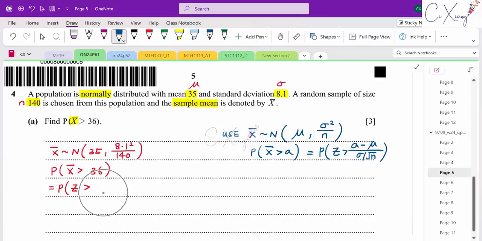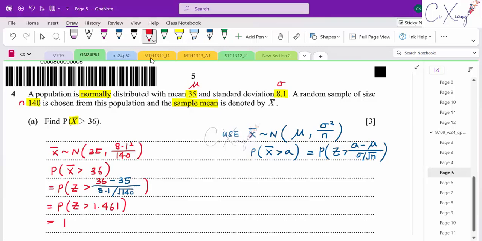Same thing happens here. We have 36, and I have to subtract the mean of the sample mean, which is 35, then divide by sigma, which is 8.1, over square root 140. From here, you get the value of z up to 3 decimal places. You should have 1.641, to 3 decimal places.